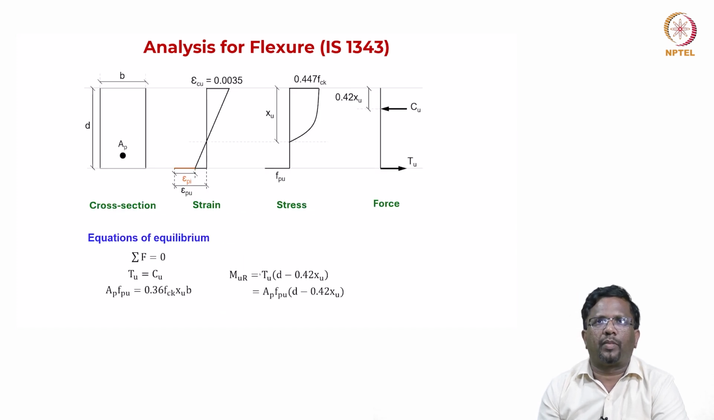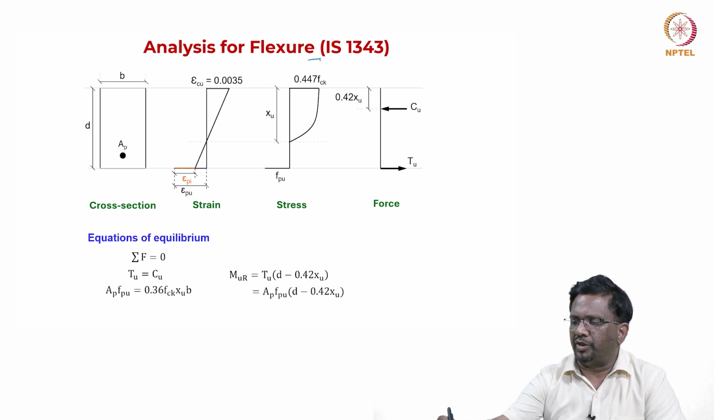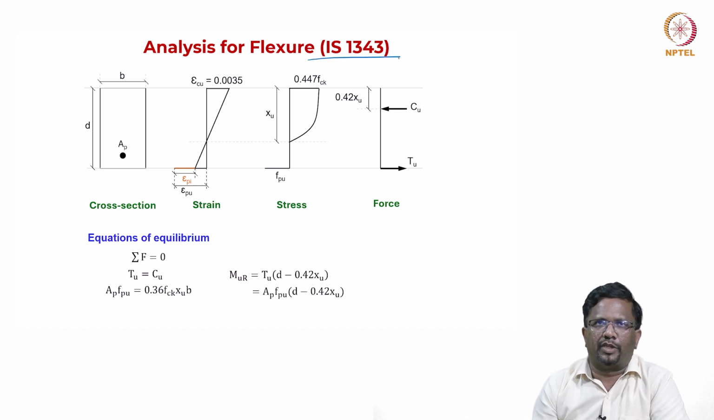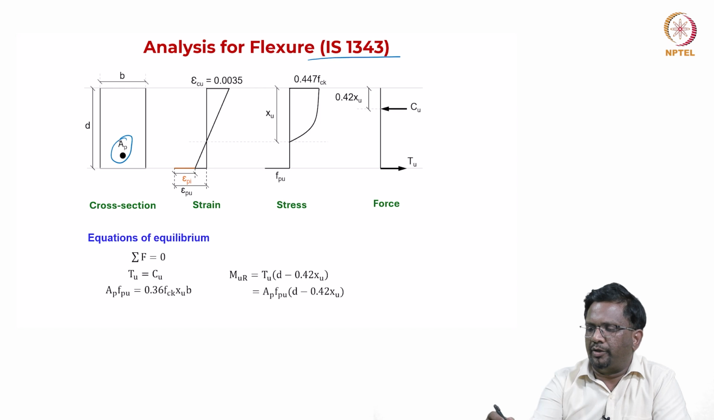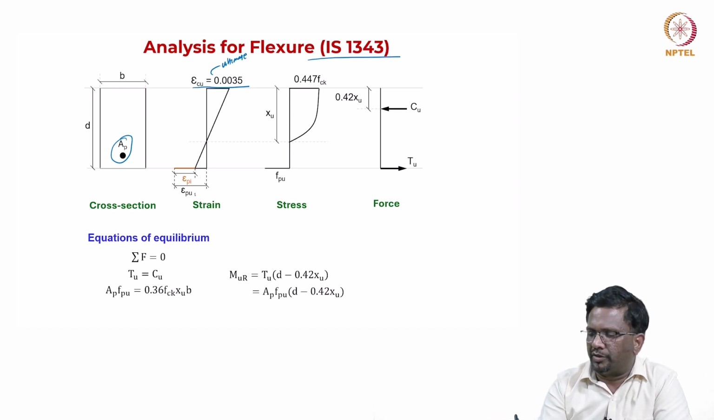Now, how do we look at the ultimate condition using IS 1343, right. Again we take a simple rectangular section with area of pre-stressing steel AP, and you know that this is the ultimate condition. The strain is reaching 0.0035. At that point, we do not know this strain, but what we know is epsilon pi, the initial strain, right, but we do not know this delta epsilon p, right.